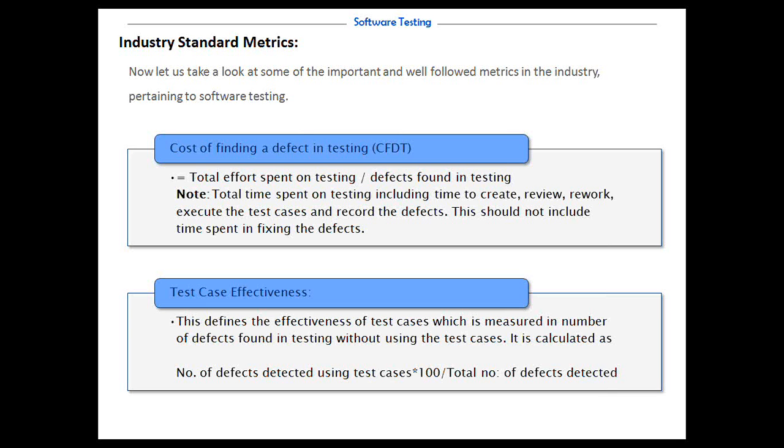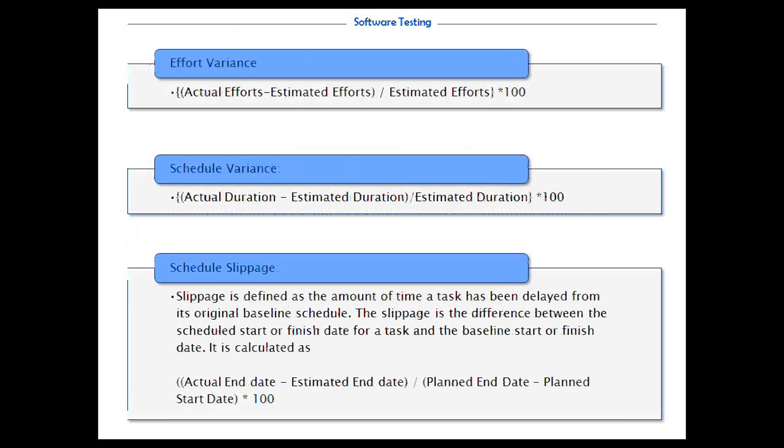One is cost of finding a defect in testing, which is your total effort spent on testing against your defects found in testing. The test case effectiveness defines the effectiveness of the test cases, measured in the number of defects found. It's the number of defects detected using test cases times 100 against the total number of defects detected. Effort variance is actual effort minus estimated effort against the estimated effort times 100. Schedule variance is the actual duration minus the estimated duration against your estimated duration multiplied by 100.